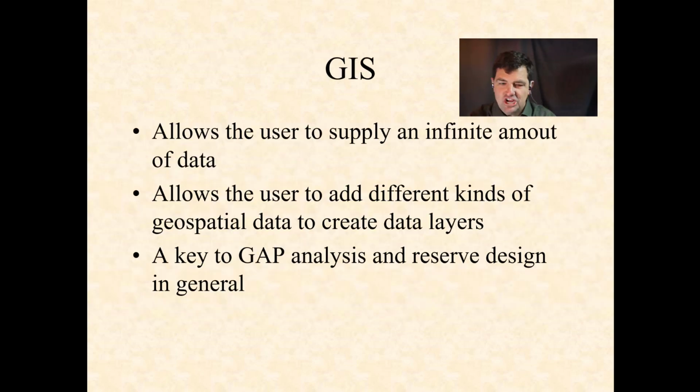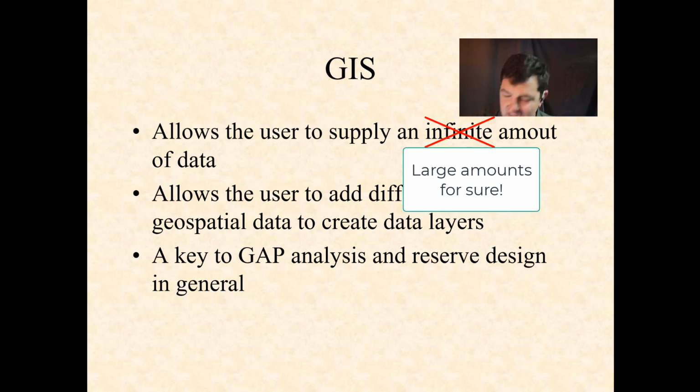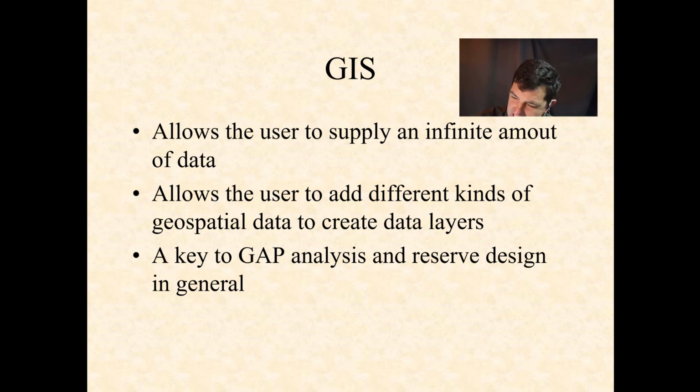Okay, so GIS allows users to supply an infinite amount of data. Now, infinite's a strong word, so let's say instead a very, very large amount of data can be put into GIS. I don't know if the world can handle infinite, but anyway, GIS allows users to supply a huge amount of data into the system, and then it allows users to add different kinds of geospatial data to create these different layers.